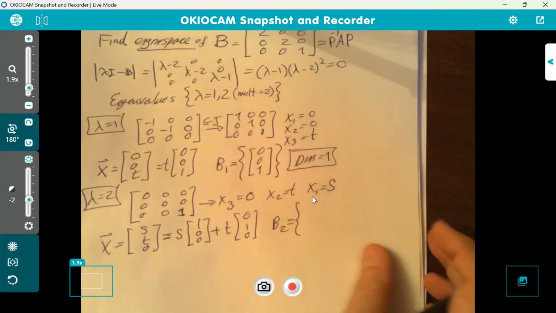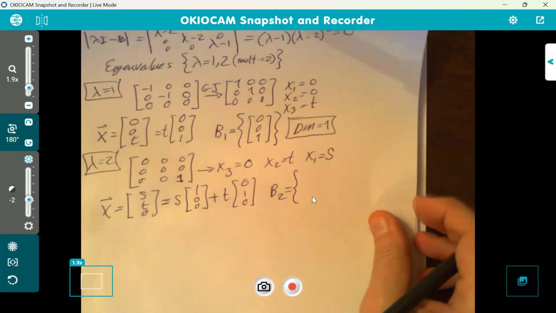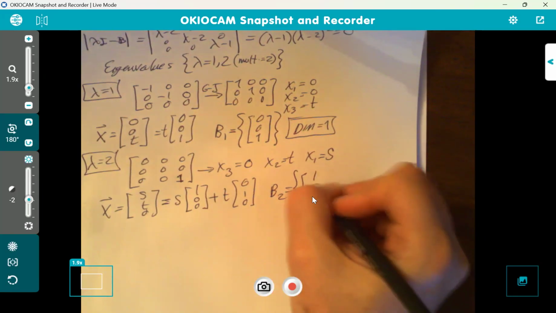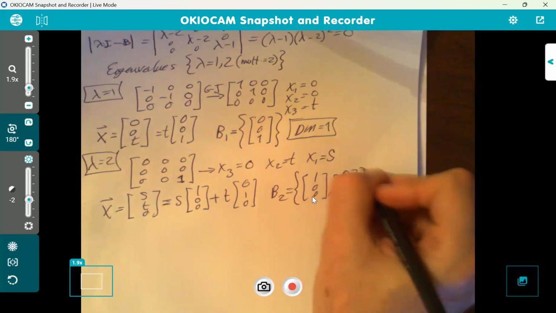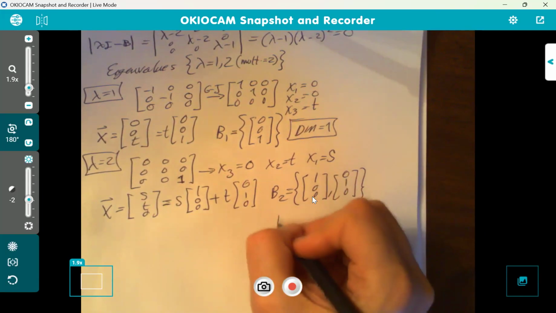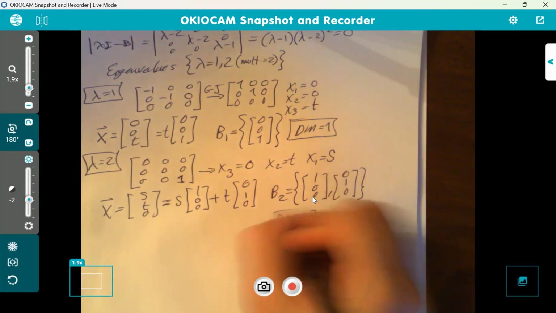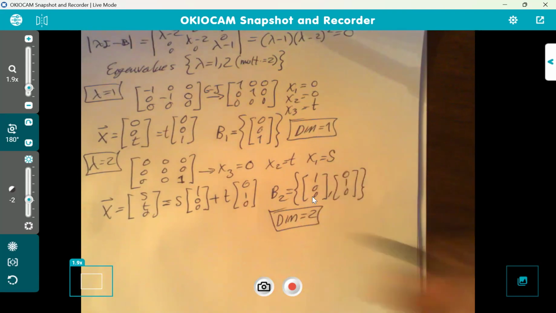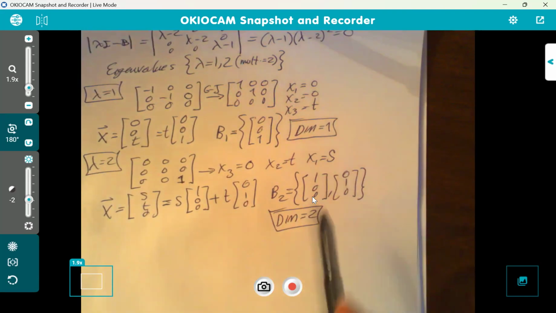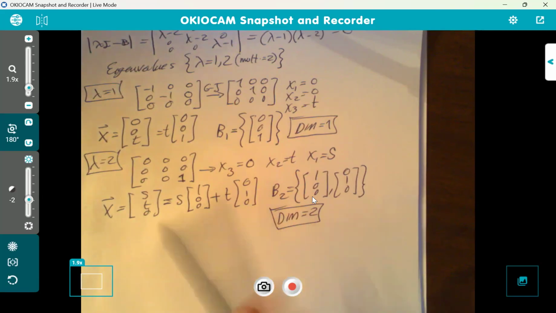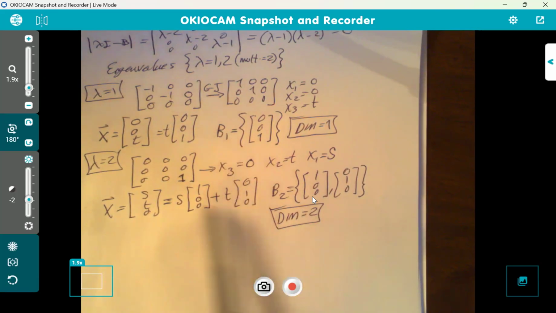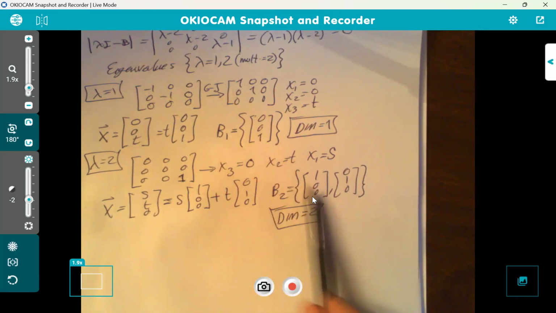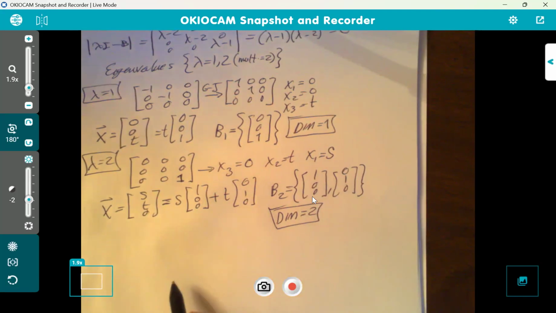Now we have eigenvectors for this basis, right? B2, that's going to be 1, 0, 0, 0, 1, 0. This set has dimension 2. And of course, you add 1 plus 2, you get 3. Remember, the eigenspace has total basis vectors, which are in B1 and B2 combined. 1 here, 2 here. So the eigenspace has 3.